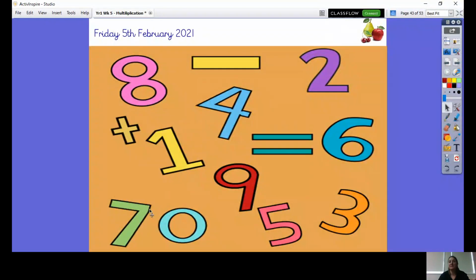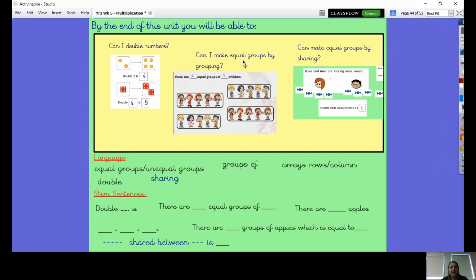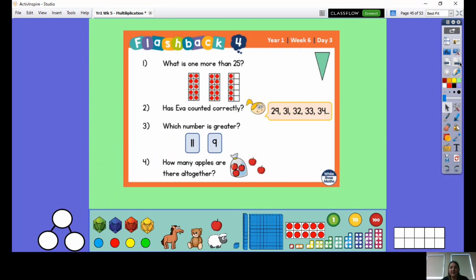This is Friday, the 5th of February's maths work for Year 1. So let's have a little look and see what we're going to be doing. We have been thinking about grouping this week, making equal groups by grouping and then making equal groups by sharing.